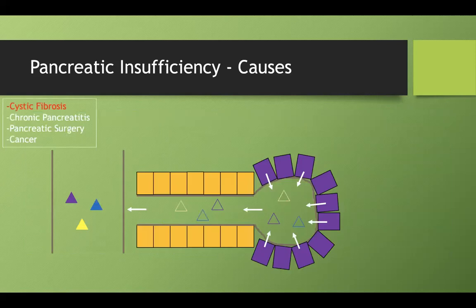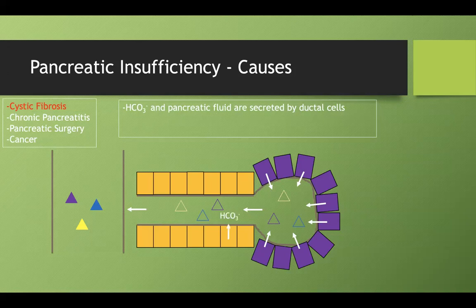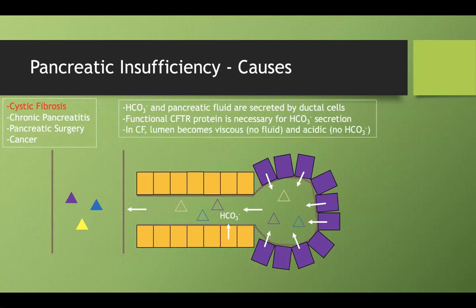So in cystic fibrosis, what happens is that, as we know before, our ductal cells are responsible for secreting bicarbonate and other components of pancreatic fluid. And part of making this process work requires a functional CFTR protein. And so if you don't have a functional CFTR protein, you have a few things happen, but ultimately the end result is that your lumen will become viscous, as you can see here, and nothing can get through. It's kind of like a sludgy material. And because of that, you're not going to have the free flow of proteases and lipases into your lumen.